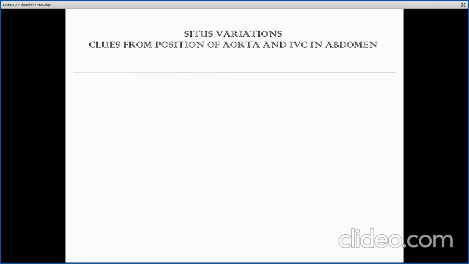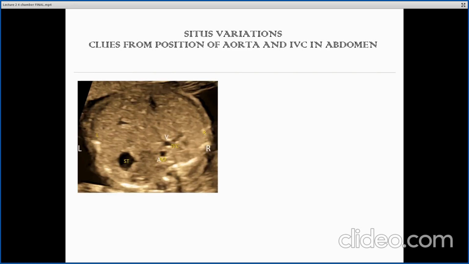Now, by looking at the position of the aorta and IVC in the abdomen, we can get valuable clues towards the possible variations in the situs. So this is one example. The left and the right are marked. The stomach, or ST, is on the left side. The midline is shown by this line. When we look at the inferior vena cava, which is V, and the aorta, which is A, we can see that they are both on the same side of the spine. In this case, both of them are on the right side of the spine.